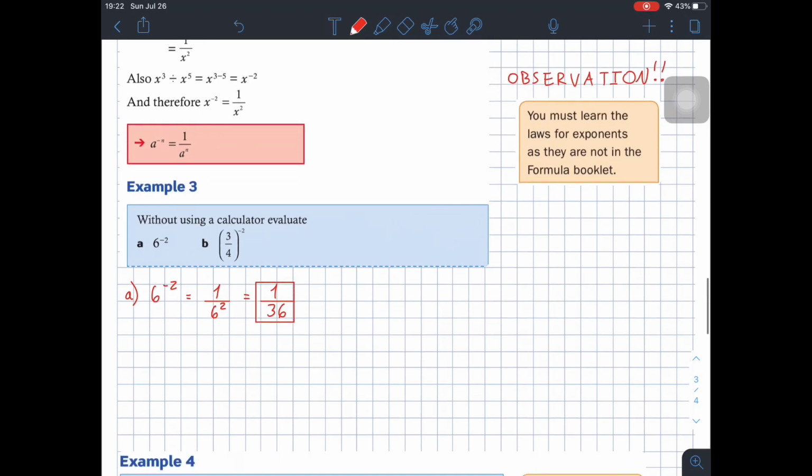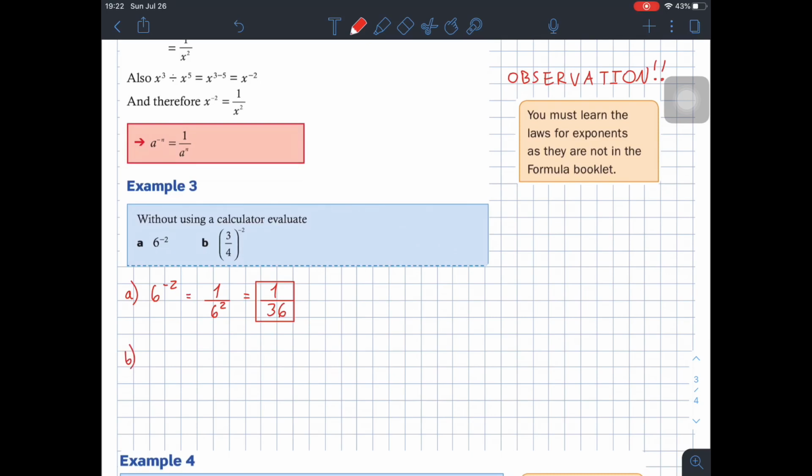Okay, then for part B, it says 3/4 to the power of negative 2. Once again, we can do this. Okay, I'm going to distribute the negative 2, so this would be equal to 3 to the power of negative 2 divided by 4 to the power of negative 2. And once I have done this, I can change the position of each because they have a negative sign, right? So I can take the 4 to the numerator and the 3 to the denominator.